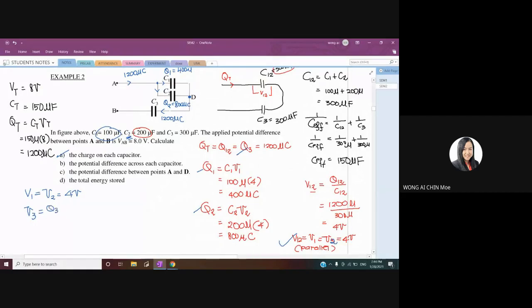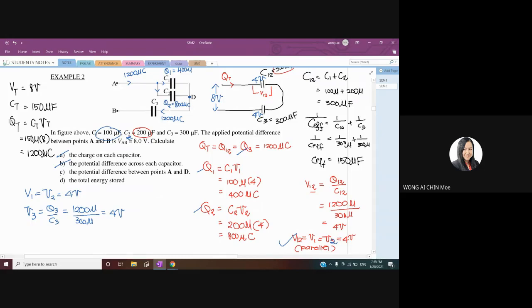V3 equals Q3 over C3. Our Q3 just now, because the total charge will flow through, is 1,200 micro, and your C3 is 300 micro, so you will also get 4 volt. So if you total up, this is 4 volt, and C3 also 4 volt. Total up, you will get 8 volt. So this is the total voltage. So correct, 4 volt here, also 4 volt, you total up, you will get 8 volt. Okay, so this one finish, B.